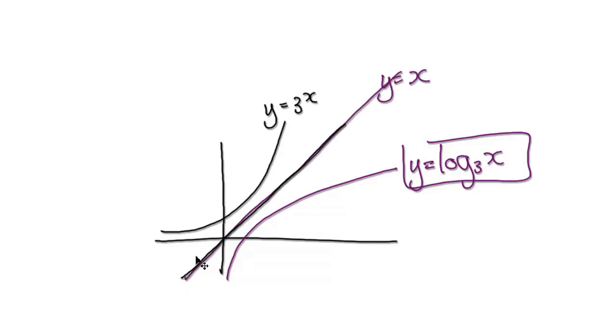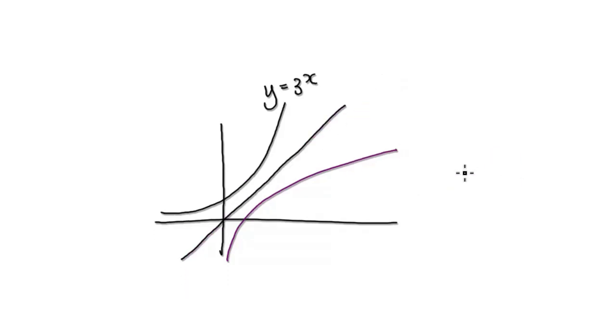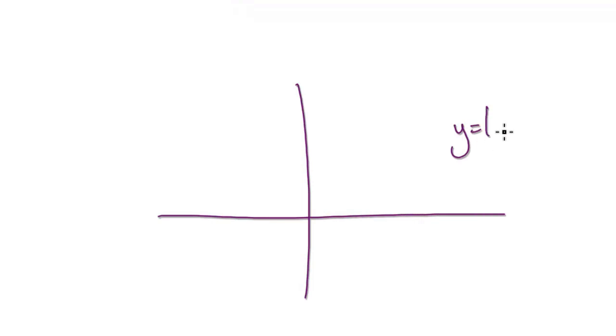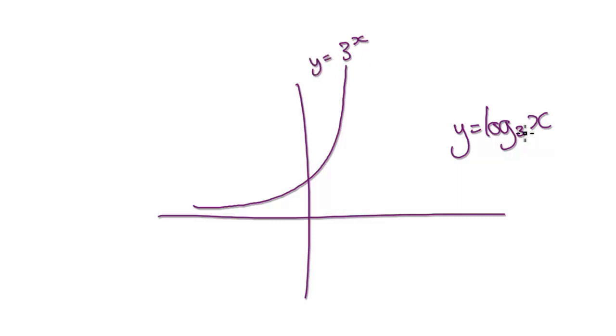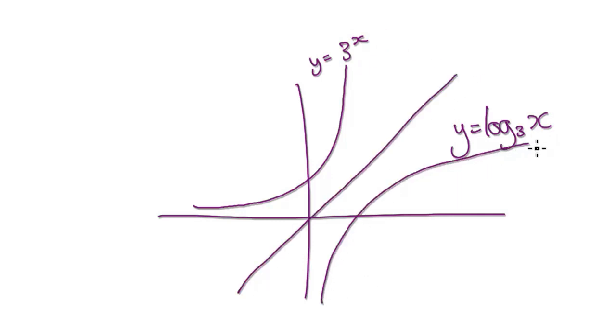So when someone asks you to sketch this graph, log base 3 of x, you don't know what this graph looks like, but in your mind, picture y equals 3 to the power of x. Well, this thing here is the inverse of this, so it's going to be a reflection along the diagonal line, so it will look something like this.